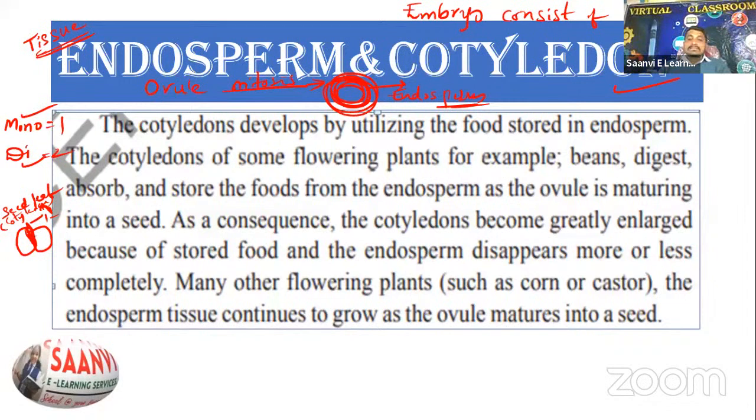In many other flowering plants such as corn and castor, the endosperm tissue continues to grow as the ovule matures into a seed.